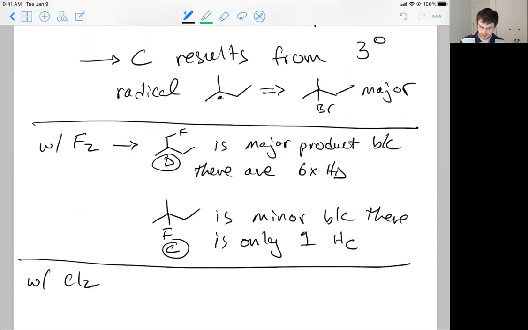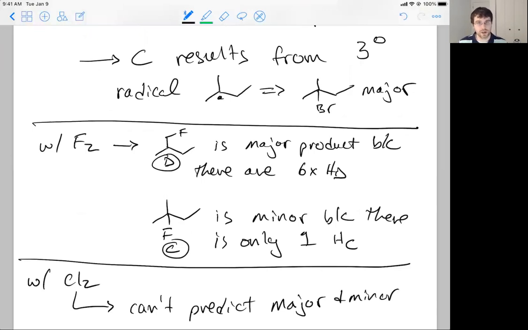So with Cl2, what we say is we can't predict major and minor. It's just a little too unpredictable. Chlorine is in between fluorine and bromine. It's not as big and slow as bromine, so it's happy to pull off some of the stronger hydrogens that happen to be more abundant. So it's a little bit more controlled by statistics than bromine, but it's a little bit slower than fluorine, so it's also going to be influenced by the stability of the resulting radical that would be formed during the mechanism.